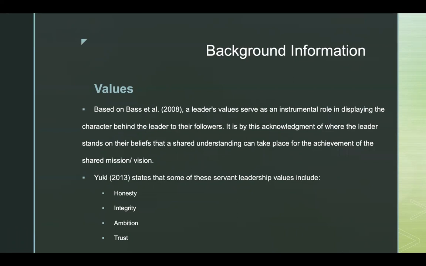Now, Uckel states that some of the servant leadership values include honesty, integrity, ambition, and trust. Through prioritizing these, followers can buy into how these values play a role within the relationship to their servant leader, therefore utilizing the shared values as a framework for what is expected within the connection relating to the mission. Through the installation of these values, a servant leader will be able to serve with a deeper meaning, knowing that the followers will be able to see the purpose for a greater impact.